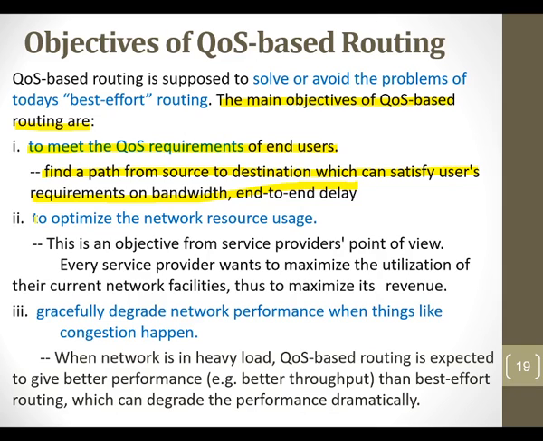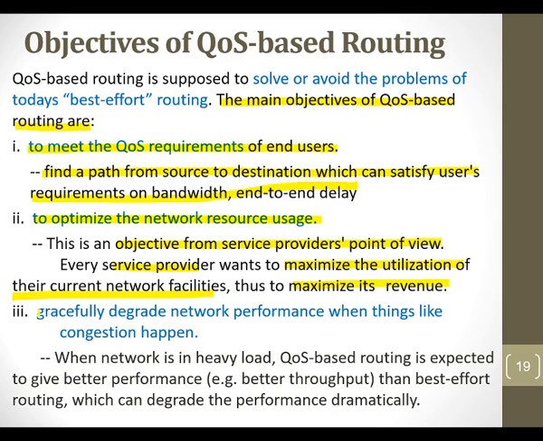The second objective of quality of service-based routing is to optimize the network resource usage. This is usually an objective from the service provider point of view. Every service provider wants to maximize the utilization of their current network facilities, and thus to maximize its revenue. The quality of service-based routing is expected to direct network traffic in an efficient way that can maximize the total network throughput. One common scheme is to always choose the shortest path among the feasible candidates, because the longer path means using more network resources.